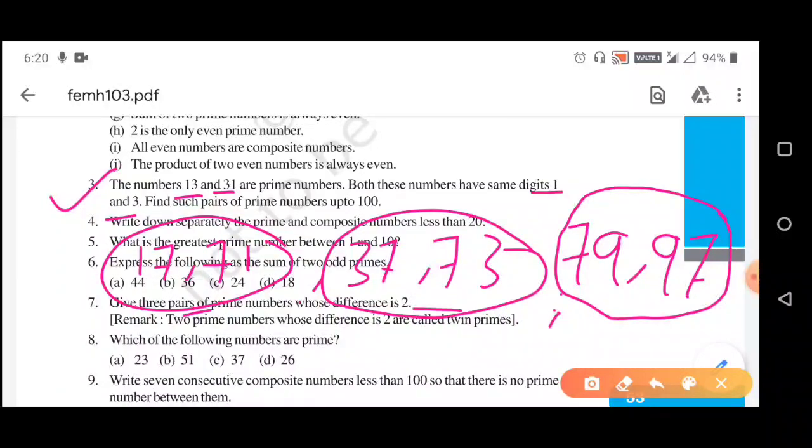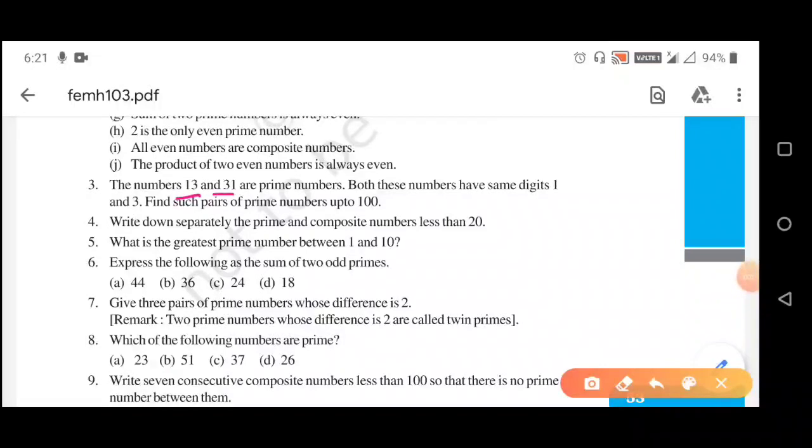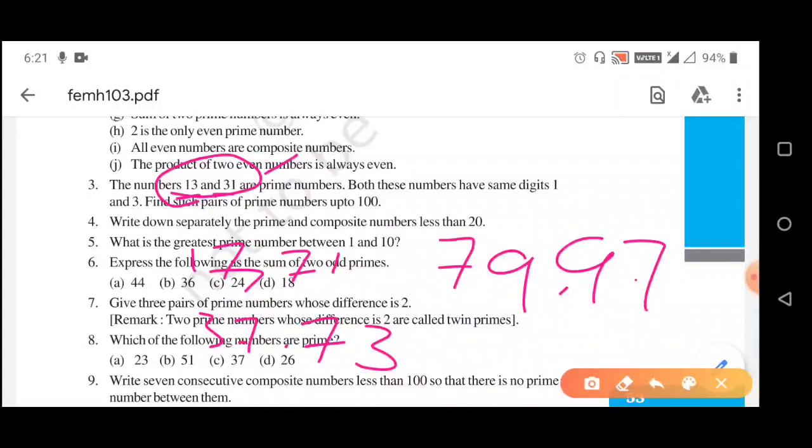So this will be the answer. 13 and 31 are already given in the question, so we can include it also. So there are 4 pairs with the same digits which are prime numbers. First one is 13, 31, next one is 17, 71, then 37, 73 and 79, 97. These are 4 pairs less than 100 with the same digits and which are prime numbers.